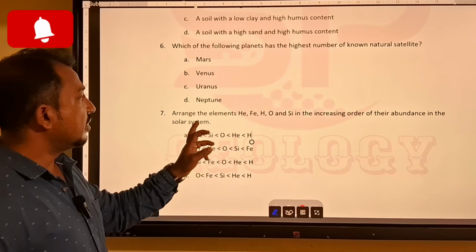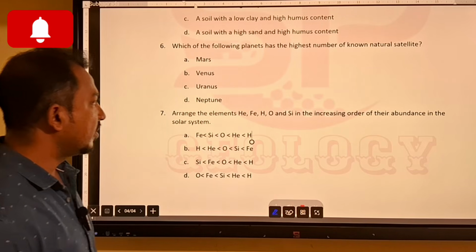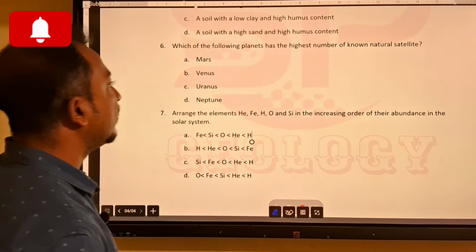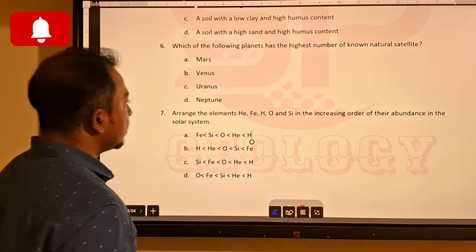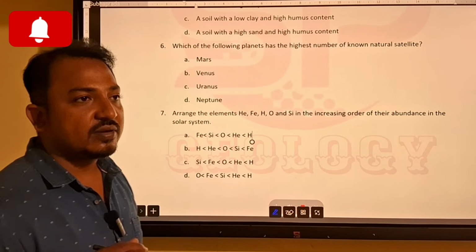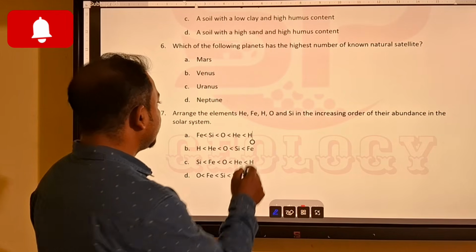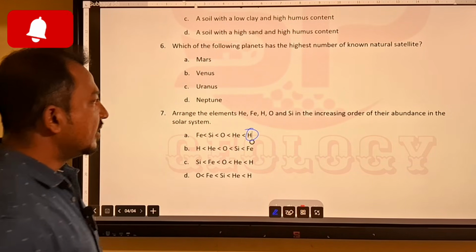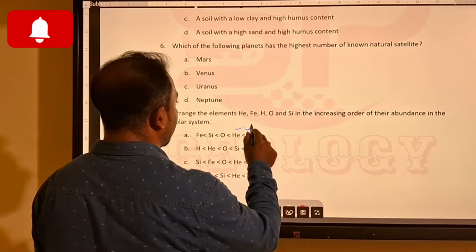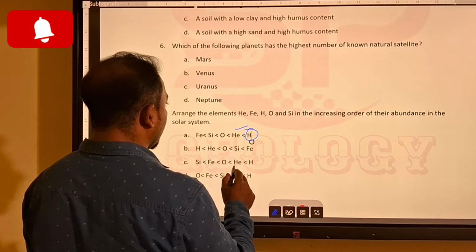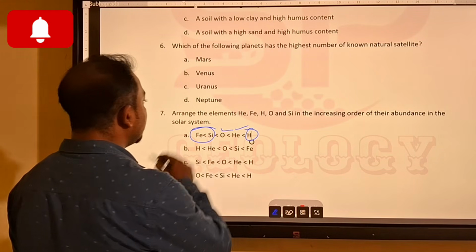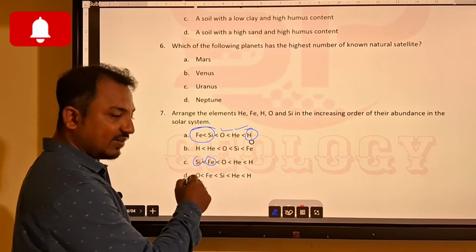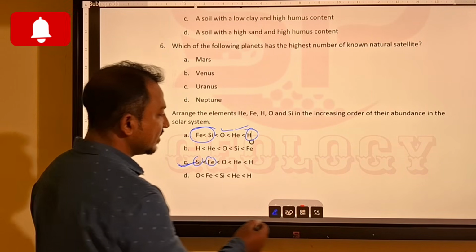Next, arrange the elements hydrogen, helium, iron, oxygen, silicon in increasing order of their abundance. The most abundant element in the solar system is hydrogen. After hydrogen we have helium, then oxygen. Between Fe and Si, Fe will be more abundant than Si. The answer will be C.